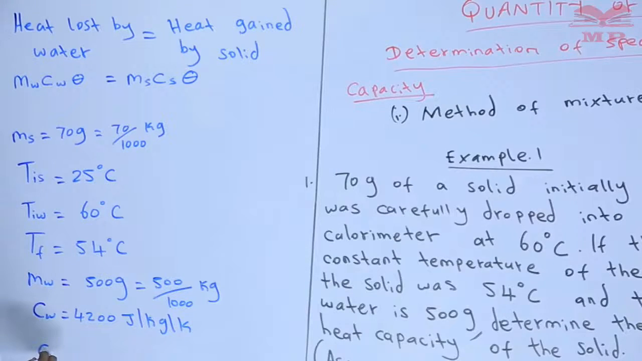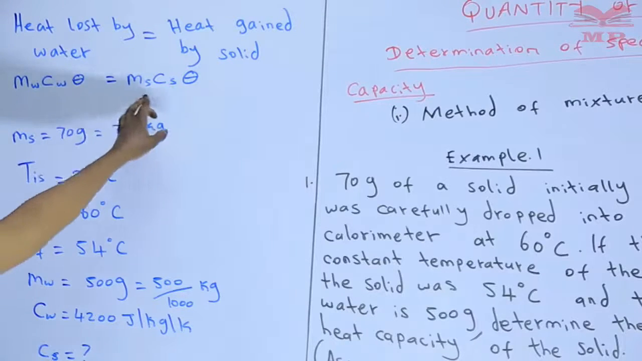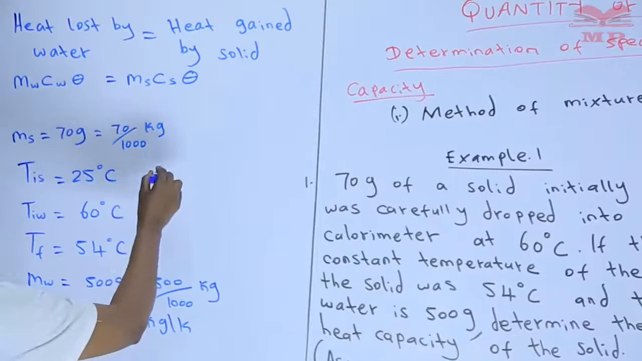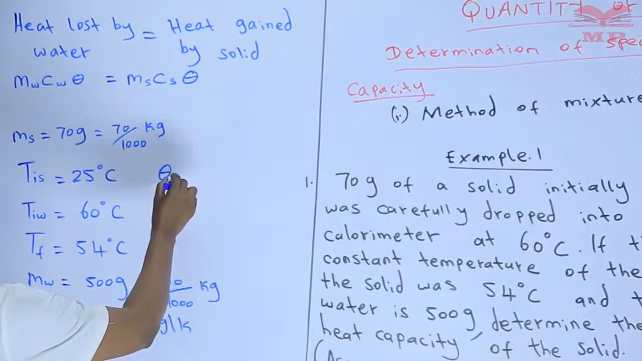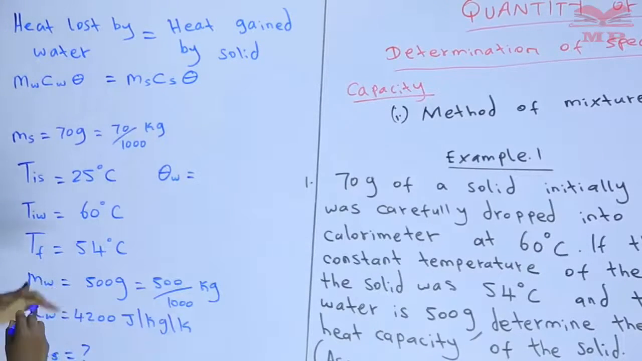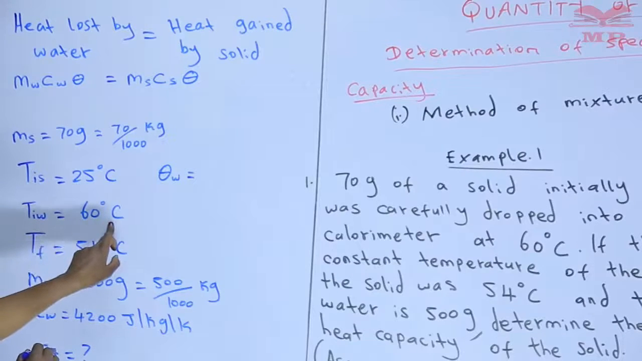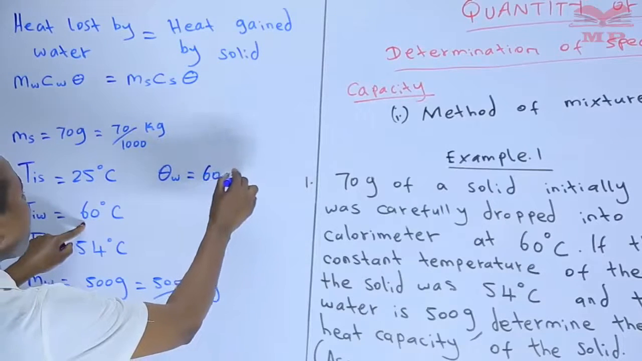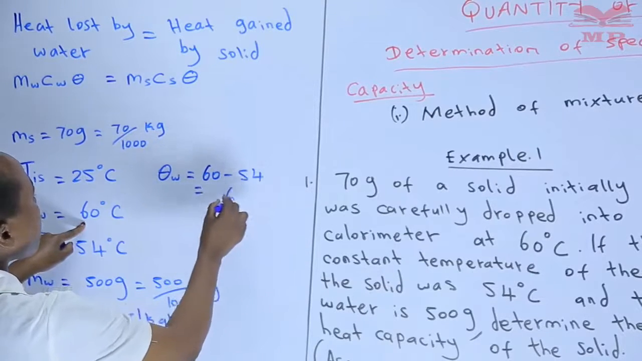So we want to calculate the specific heat capacity of the solid. So that is the question. When we have all this, then we can calculate here. But before we get to that, we need to get the change in temperature for the water. In our case, we have the initial temperature of the water, which is 60. The final is 54, and therefore the change will be 60 minus 54, which is 6.